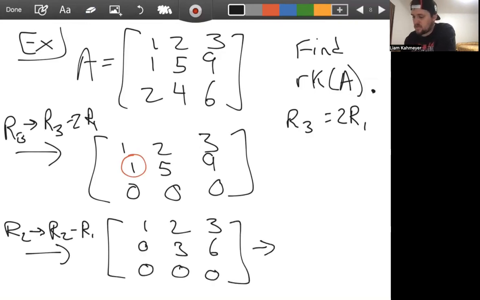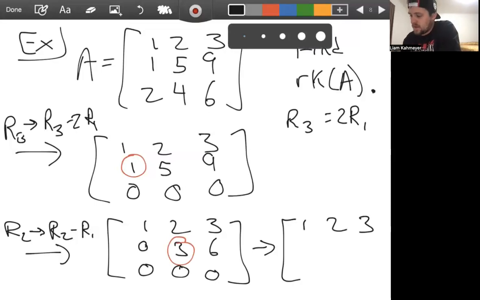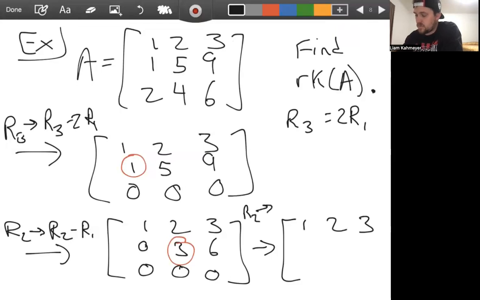To put this into a row echelon form, we have to divide any row that has a pivot position entry not equal to 1, right? So formally, the operation that we're going to perform is to take row 2 and replace it with 1/3 row 2. This gives us 0, 1, 2, 0, 0, 0.